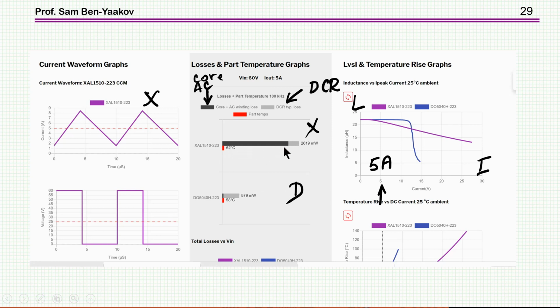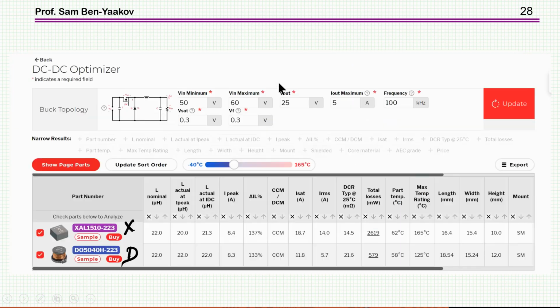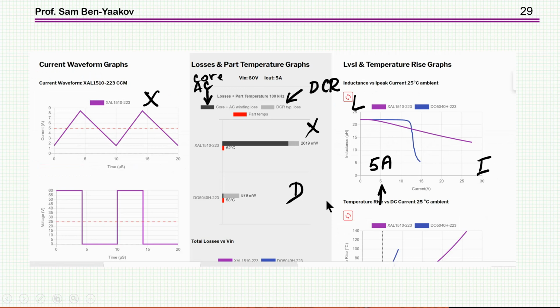Here, the AC and core losses are tremendous, while here they are very small, yet both are supposed to be run at 5 amp. And notice that the DC resistance of the D is in fact larger than the DC resistance of the X, while the power dissipation of the D is much smaller than that of the X. Well, I cannot explain this. This is very strange, and it baffles me.